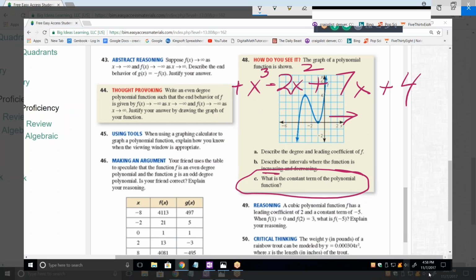Why? Because the constant is what you end up with when you substitute 0 for x. And when I substitute 0 for x, which is what my x is when I'm on the y-intercept, it makes all of those go away and I'm left with 4. So your constant term is always your y-intercept.